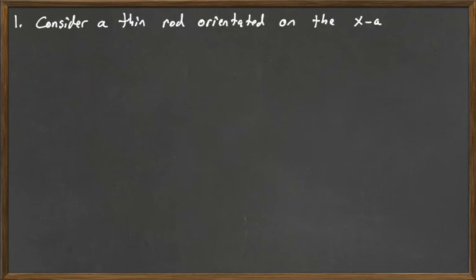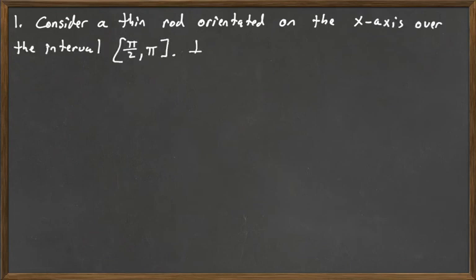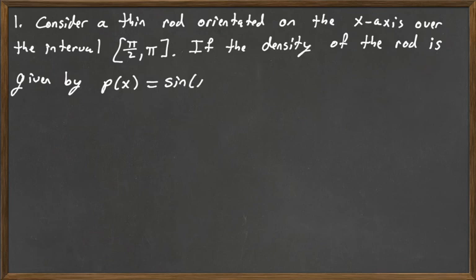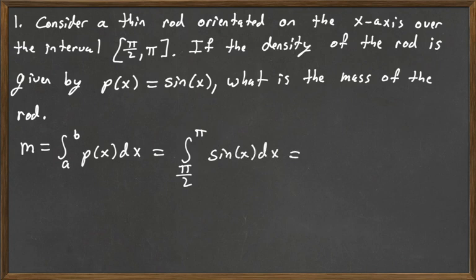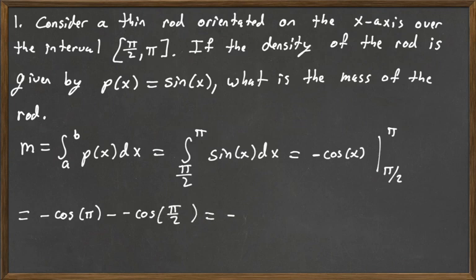So last one here. Consider a thin rod orientated on the x-axis over the closed interval, pi over 2 to pi. If the density of the rod is given by rho of x equals the sine of x, what is the mass of the rod? So mass is the integral from A to B of rho x dx. It's going to be the integral from pi over 2 to pi sine of x dx. That's going to be negative cosine of x evaluated from pi over 2 to pi. So it's going to be negative cosine of pi minus negative cosine of, I'm sorry, negative cosine of pi over 2. So it's going to be negative 1 plus a 0. So it's going to be positive 1. And that would be, in this case, we'll say it's in kilograms. Okay.